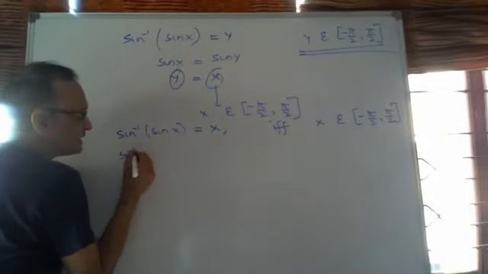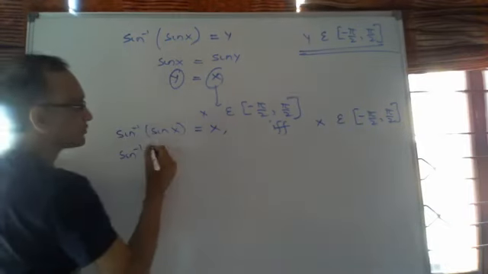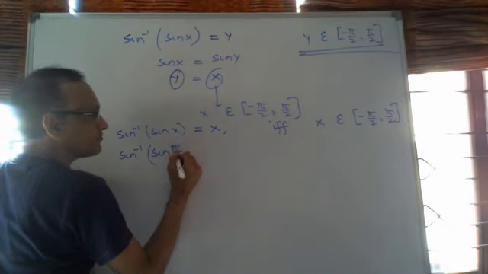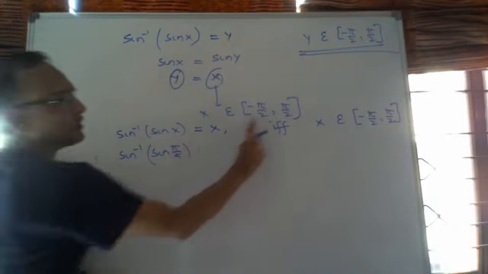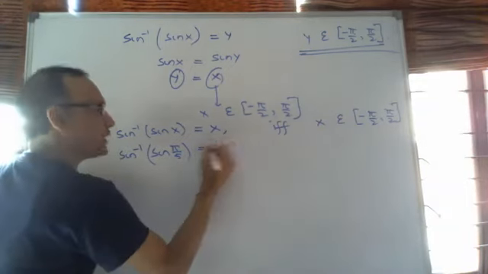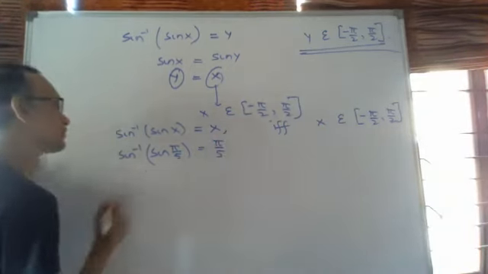Suppose I say sin inverse sin π/5. Now π/5 belongs to the interval -π/2 to +π/2. So the output will be π/5, no issues.